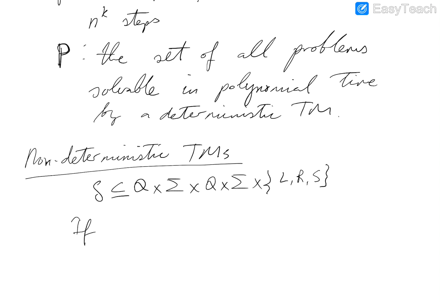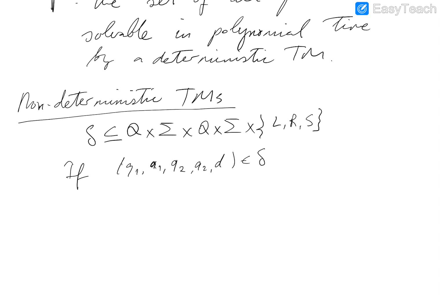So for example, if we have that (Q1, A1, Q2, A2, D) for some direction D is in delta, this means that the machine is in state Q1, it reads the symbol A1, and it's possible that the machine will go to state Q2 and write A2 on the tape and move the tape head in the direction of D. So we're talking about possibilities here, not in terms of probabilistic weights, but just possibility in the general sense.